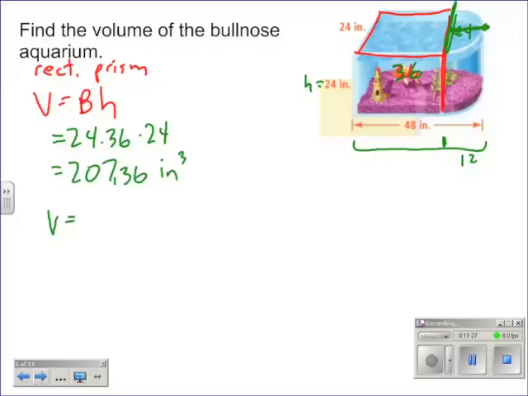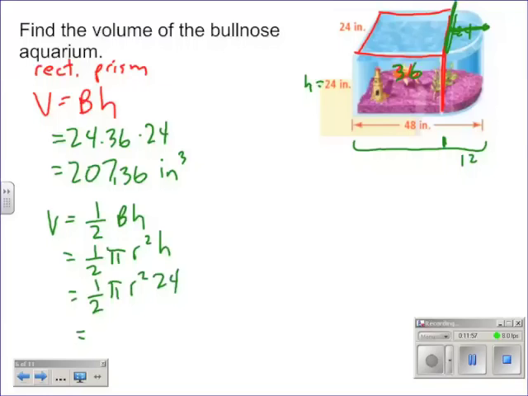So now we need to find the volume of our cylinder. And it's actually a half cylinder, so I'm going to multiply it by a half. So 1/2 times pi r squared times h. Again, going back to our picture, we just spoke about how our radius is 12 and our height is still 24. Sorry, that shouldn't be an r squared, that should be a 12 squared. So now let me multiply that out, and I get 5,429 approximately.